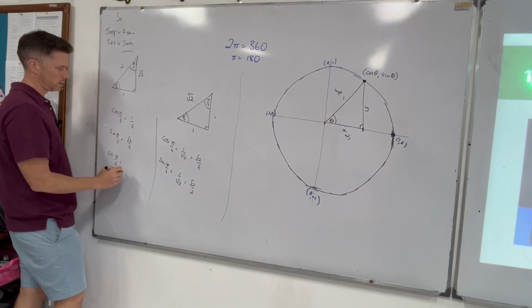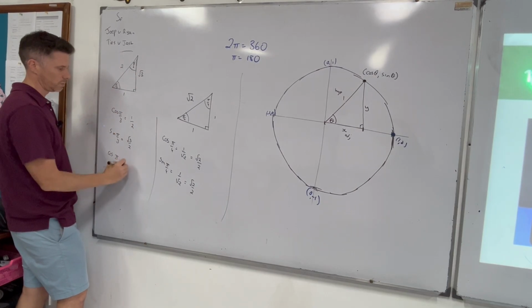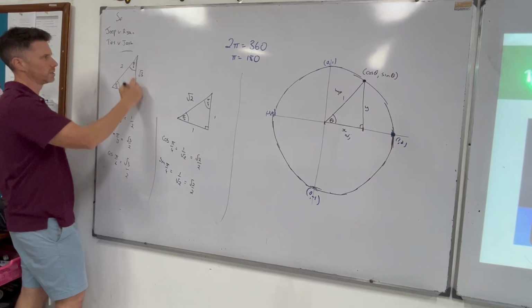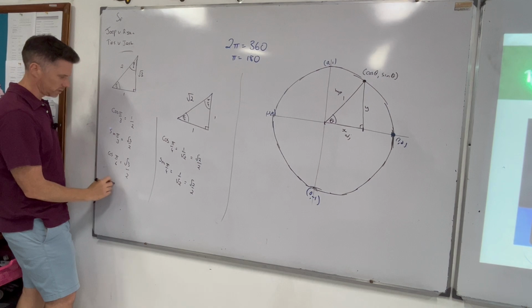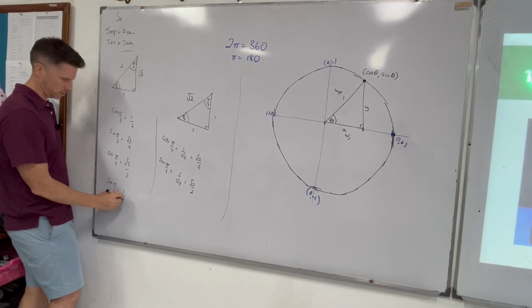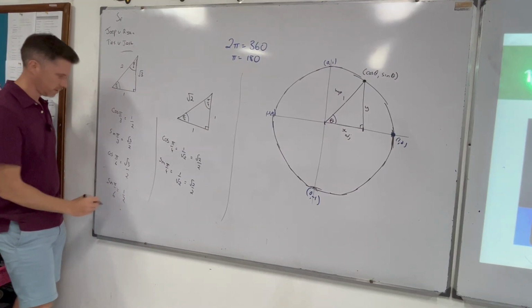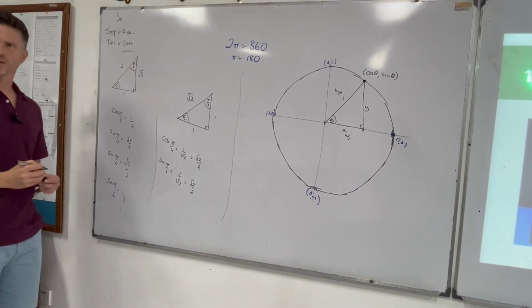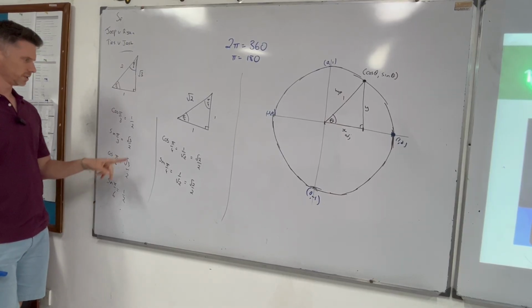That's a nice question. Root 3 over 2, adjacent side. And sine is a half. Something you should start to notice here, if you haven't noticed before, is the opposition of sine and cosine. They're opposite: the cosine of 30 is the same as the sine of 60.